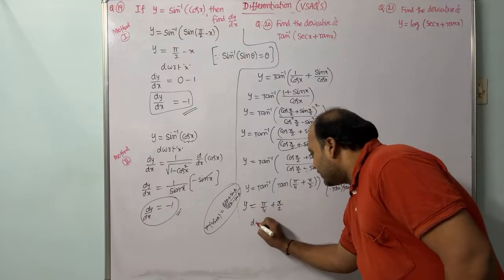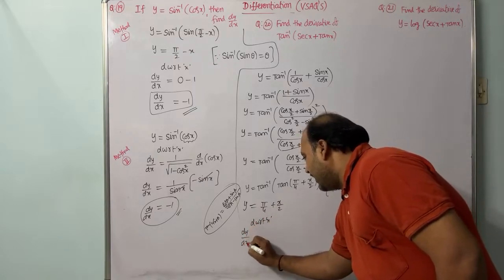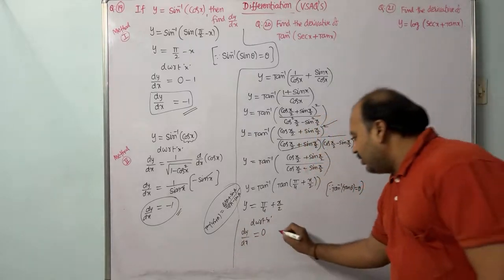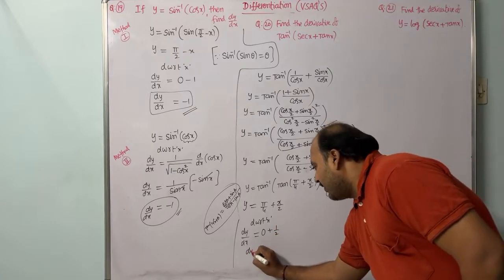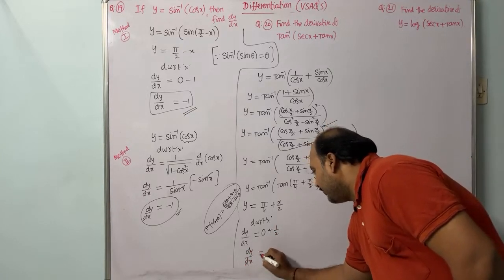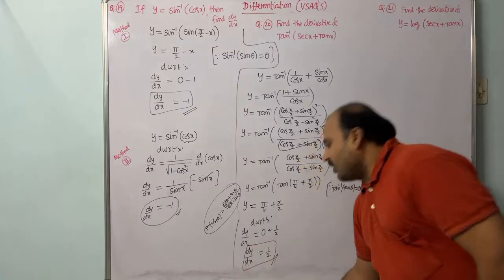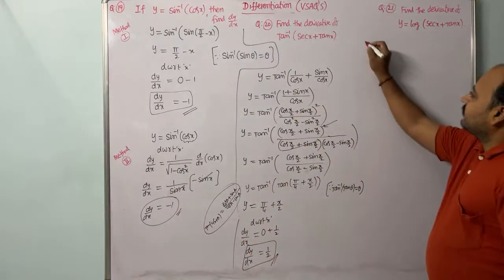So differentiate with respect to x. dy by dx equal to pi by 4, a constant whose derivative is 0, plus x by 2 whose derivative is 1 by 2. So therefore dy by dx is equal to 1 by 2. I hope you are able to understand. We'll move on to another question.